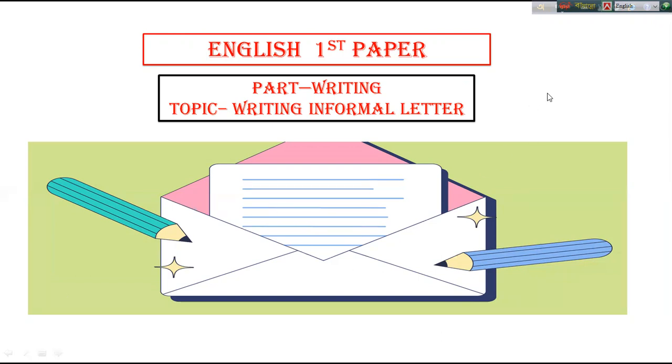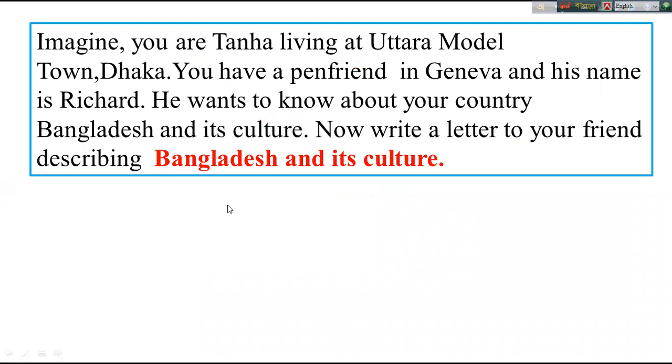So now look here, all of you. Here is a question from your syllabus. I think you all know what is there in your syllabus of informal letter writing. So here is written, imagine you are Tanha living at Uttara Model Town, Dhaka. You have a pen friend in Geneva and his name is Richard. He wants to know about your country, Bangladesh and its culture. Now write a letter to your friend describing Bangladesh and its culture. So this is the question of your letter writing, and there is another one in your syllabus.